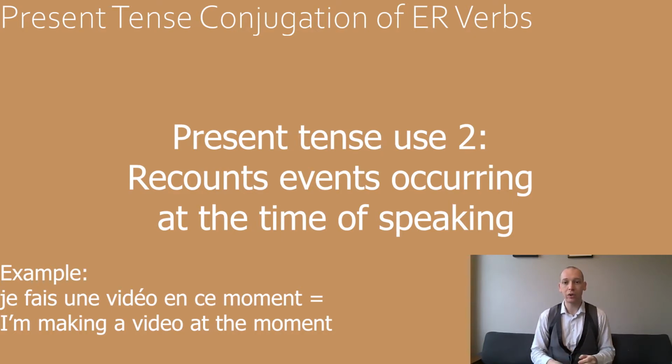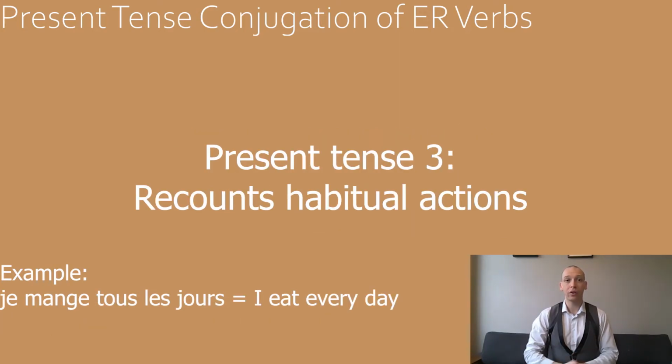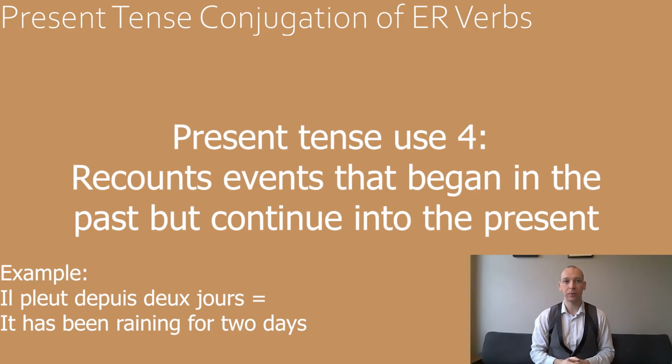This means that when translating from French to English, we need to be careful to choose the correct conjugation, as a statement such as je fais des vidéos could mean I make videos or I am making videos, depending on the context. The third use of the present tense is to recount habitual actions. For example, je mange tous les jours, I eat every day.